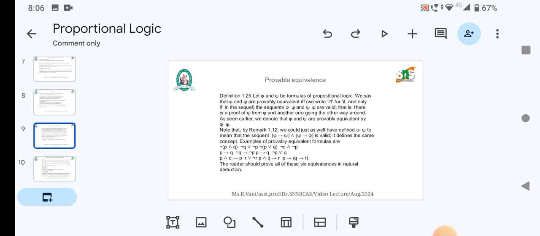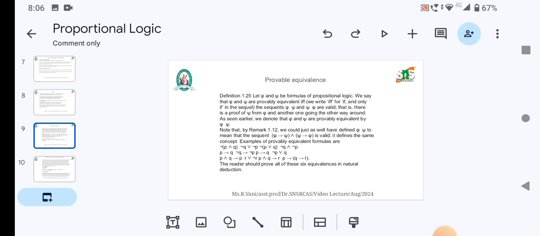We could just have a well-defined sequent which denotes phi implies psi as well as psi implies phi, which is a valid formula. It is also defined as a well-defined formula which defines the same concept.